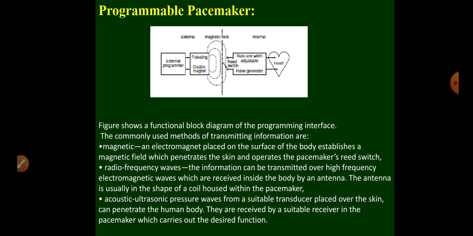Okay, or the information can be transmitted by acoustic ultrasonic pressure waves from a suitable transducer placed over the skin. Okay, and these waves can penetrate the human body. They are received by a suitable receiver in the pacemaker, which carries out the desired function. Out of these methods, either magnetic, radio frequency waves or acoustic ultrasonic pressure waves, the magnetic field method is the most widely used because of its simplicity and minimal power requirements.